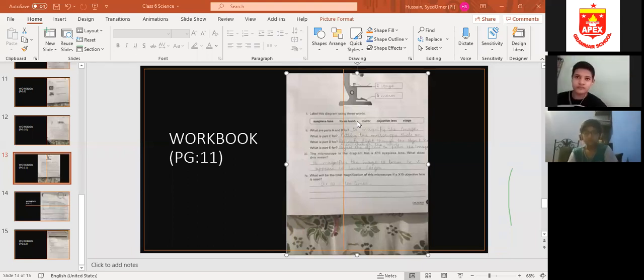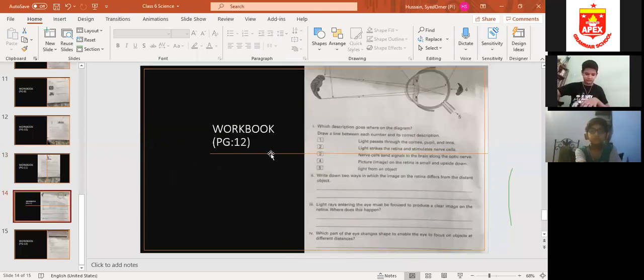Okay, have you all understood this page? Now we should move to the next page, page number 12. Have you all completed the previous page? If any of you have left, then you can raise your hands and tell me.